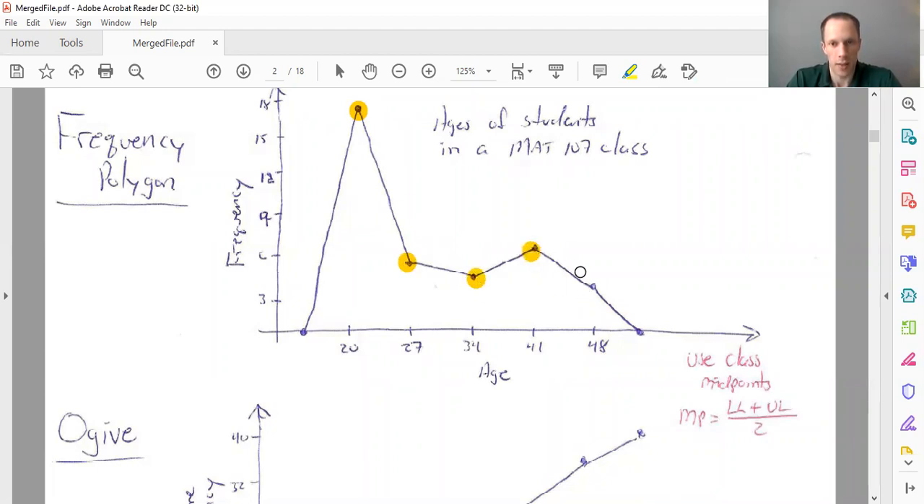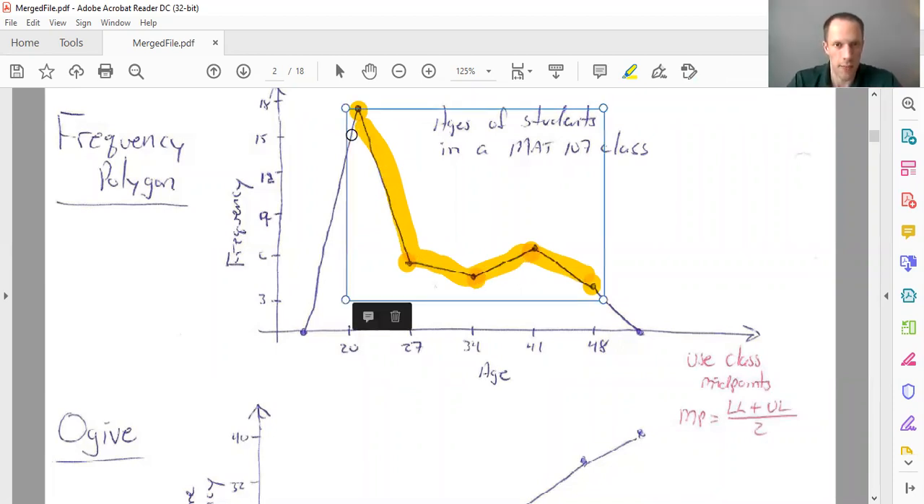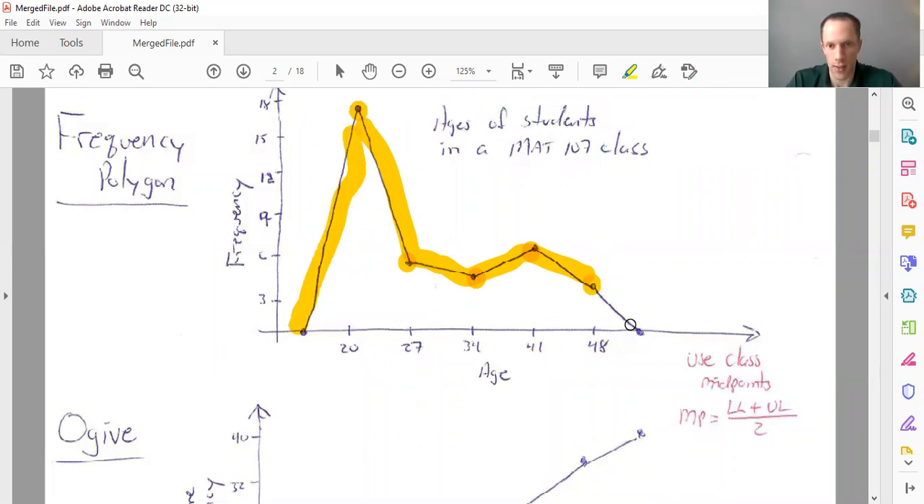So we would get our dots here, and then connect those dots with these straight lines. Now to make a true polygon, which is an enclosed figure, what you end up doing is you just take that first dot and you just drop a line down to the horizontal axis, and same thing with the last dot. And so that gives you what we call a frequency polygon. Again, that big peak in the left part of the graph indicates that a lot of people in this Math 107 class are in a younger age group.